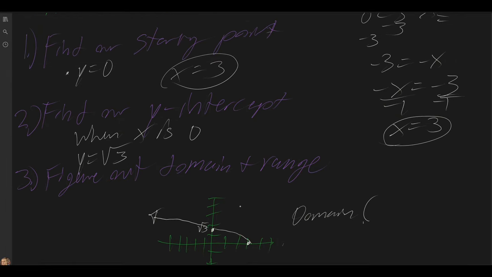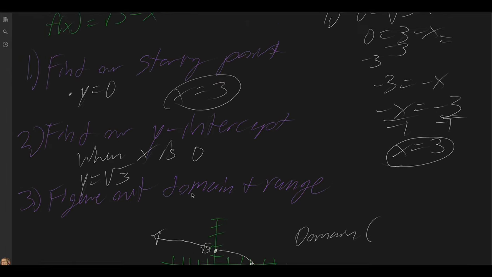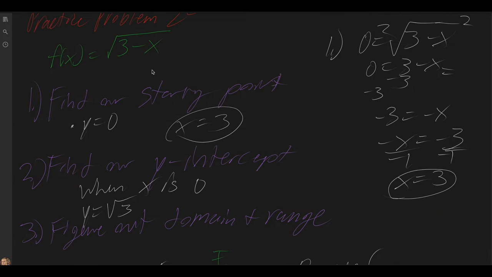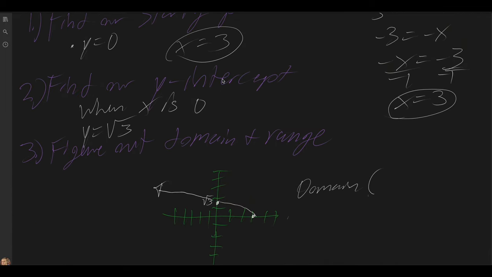and the reason why it's actually going out that way, aside from our y-intercept, is because we have negative x this way. That is really just the main reason why. Then we have x being equal to 3. So our domain is going to be 3 all the way to negative infinity. And the range is going to be 0 all the way to negative infinity.